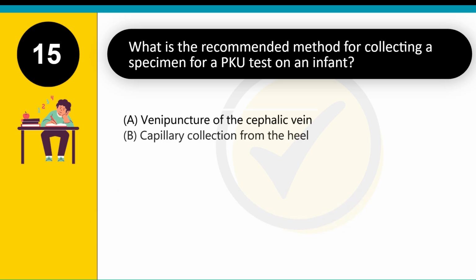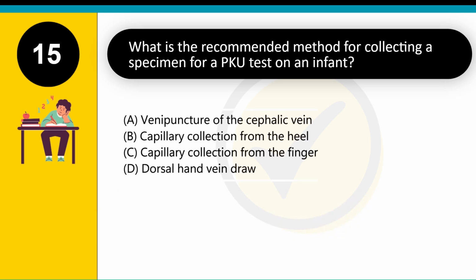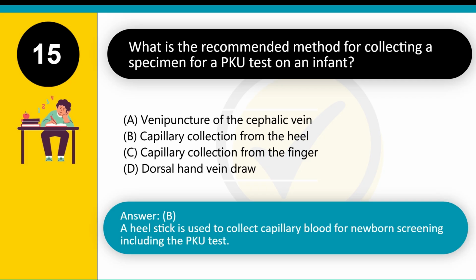What is the recommended method for collecting a specimen for a PKU test on an infant? A. Venipuncture of the cephalic vein. B. Capillary collection from the heel. C. Capillary collection from the finger. D. Dorsal hand vein draw. Answer B. A heel stick is used to collect capillary blood for newborn screening, including the PKU test.